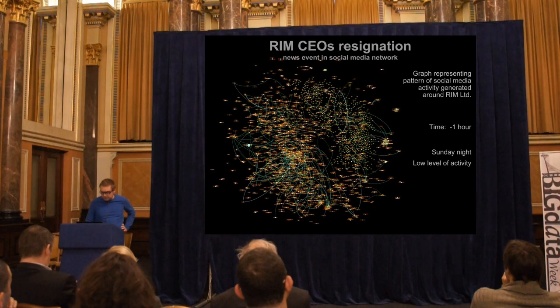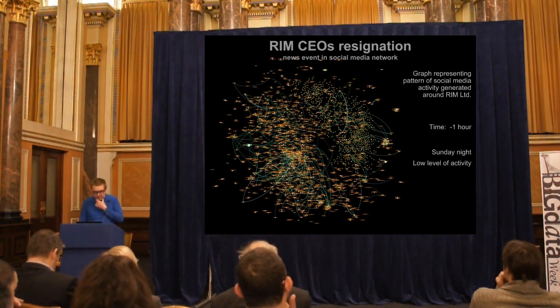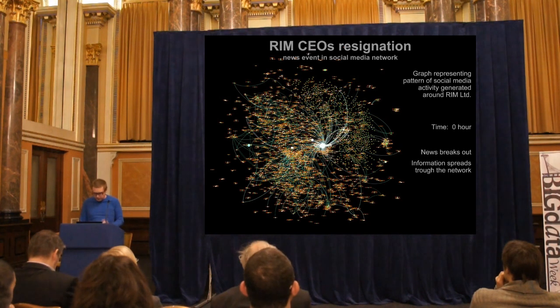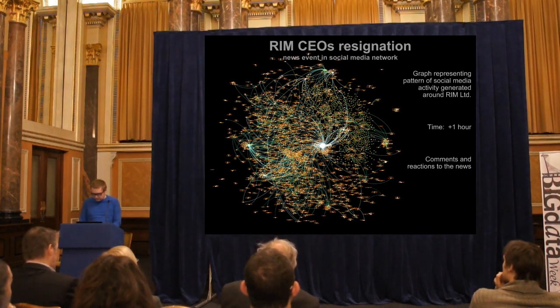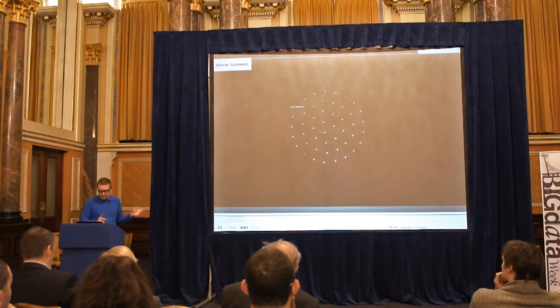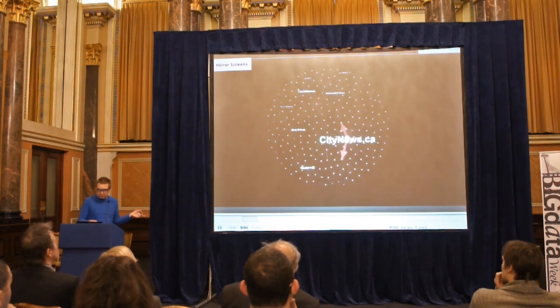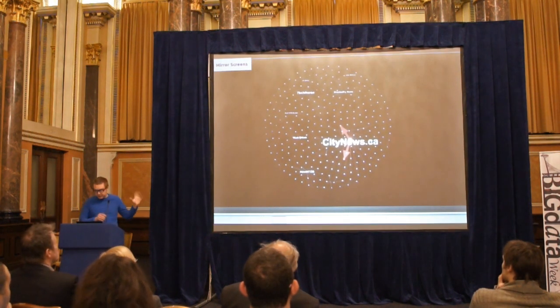we were looking at what was happening on social media. So this is the graph of all people who were talking about RIM in the hour before the news was communicated. That was the moment when the news broke, and this is the traffic happening after the news was communicated. But we can do this in a different way. We can do this using the same data, but play it with time, so we can see what's happening. This is when the news is being communicated, and now people are talking about this news.